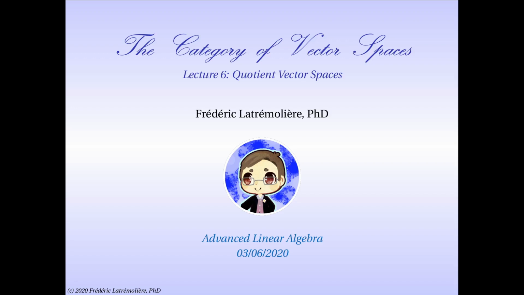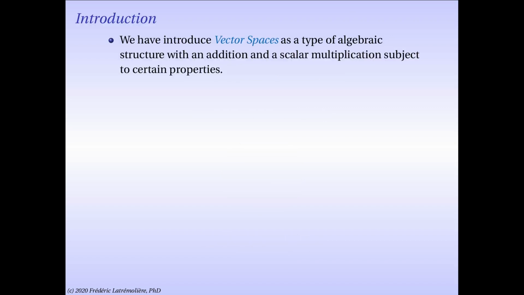Welcome to the sixth lecture on the category of vector spaces, titled Quotient Vector Spaces. Let's review our previous lectures. We have introduced vector spaces as a type of algebraic structure with an addition and a scalar multiplication subject to certain properties. Morphisms between vector spaces are called linear maps.